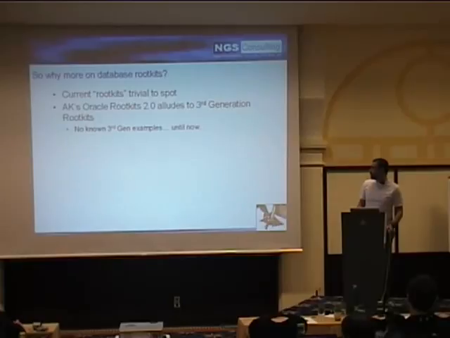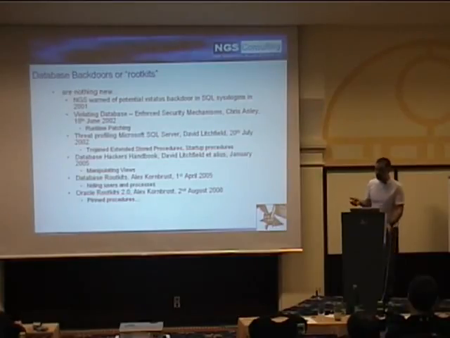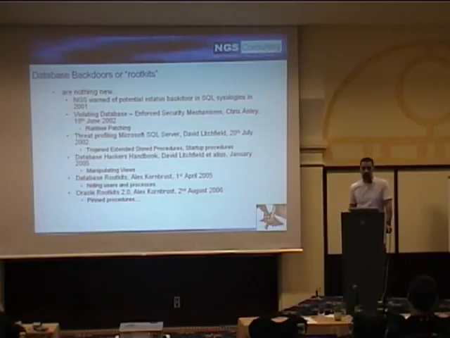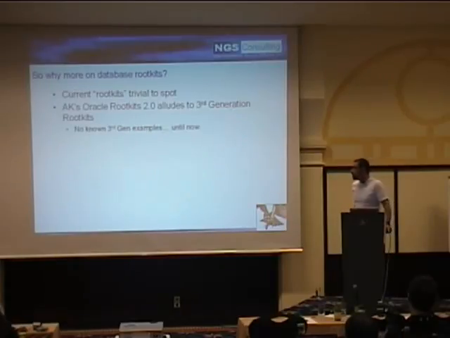The problem is current rootkits are trivial to spot. So I'm asking the question here, if we've got all this stuff on database rootkits, what's the point in having a talk today, nearly 5 years after the topic was originally broached? Why continue talking about database rootkits? Well, current rootkits are trivial to spot. We've solved that problem. We can find these things really easily. What about the next generation of rootkits?